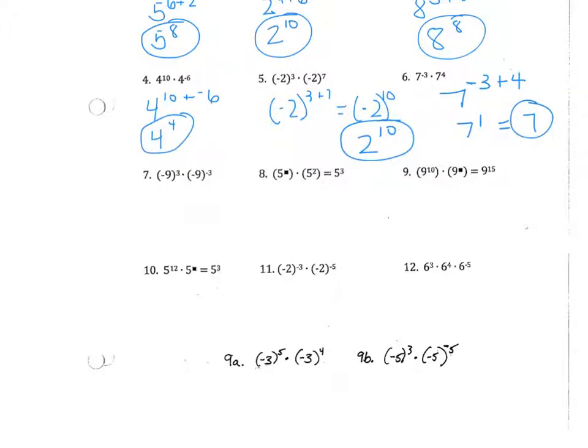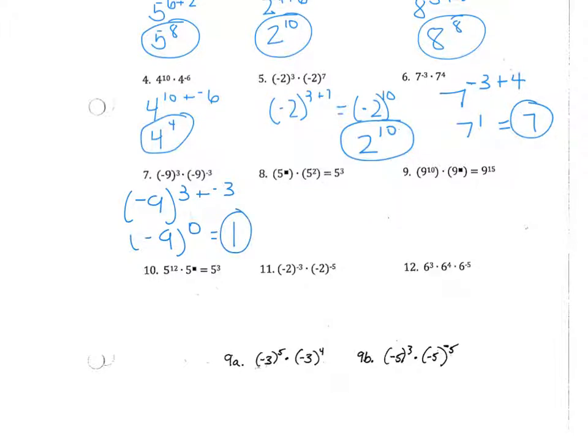Number 7, negative 9 to the third times negative 9 to the negative third. Well, we've got our base, and then we've got 3 plus negative 3. Well, we know those cancel out. So this is negative 9 to the 0 power. We know final answer, this is just 1.